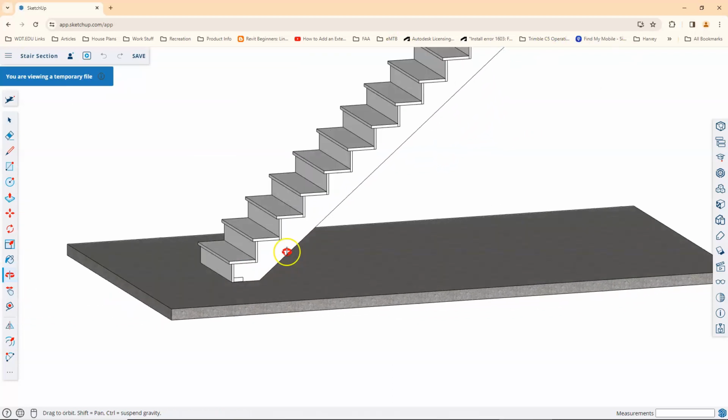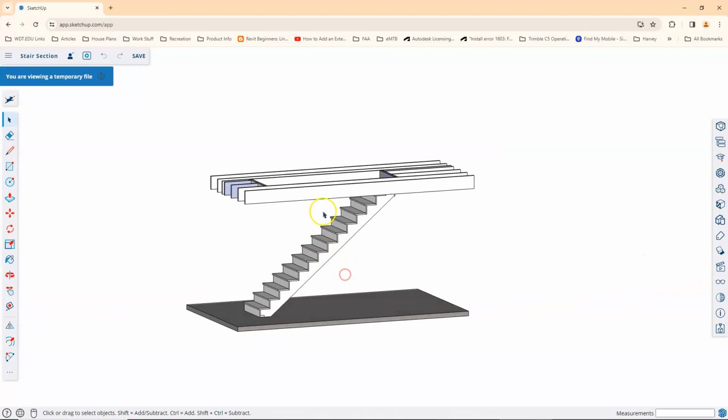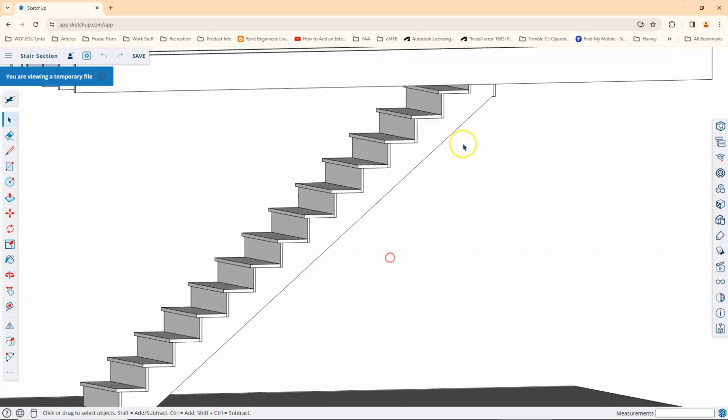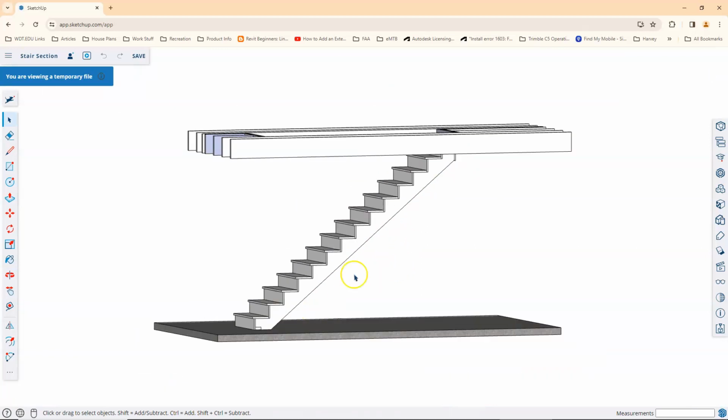The components we're not seeing in this view are a handrail, which we know is necessary at least on one side of a stairway. And we also don't see a landing anywhere at the midpoint of this stair. Because it's a straight run stair, oftentimes we don't need a landing.